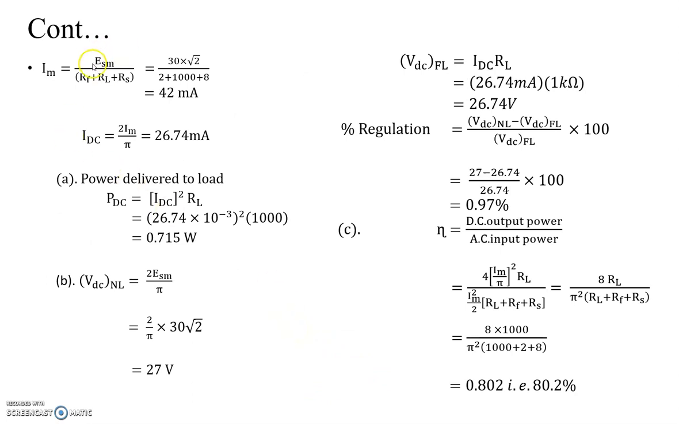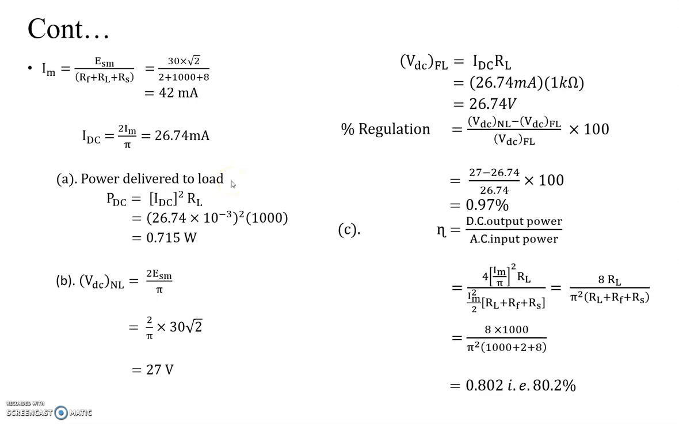Now we can calculate IM. This IM is nothing but ESM by RF plus RL plus RS. Substitute the values and find out the IM value, which is nothing but 42 milliampere. Next, IDC is nothing but 2 IM by pi. You know IM already, so just substitute and find out the IDC, which will give 26.74 milliampere. Next, let us solve part A of the problem, the power delivered to the load.